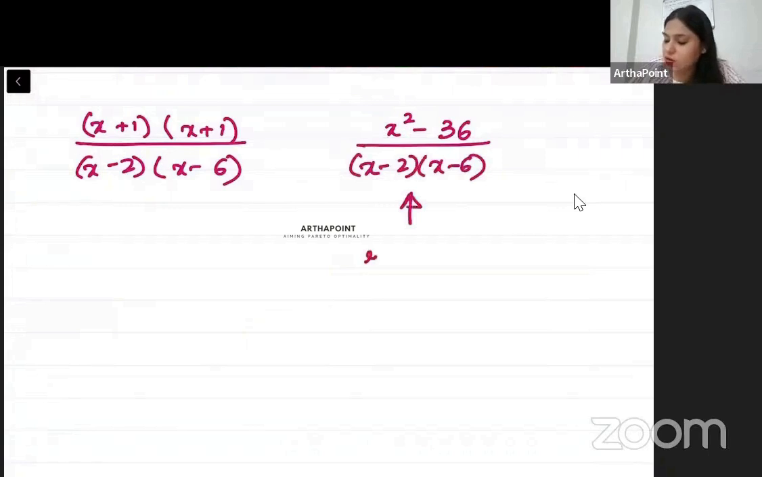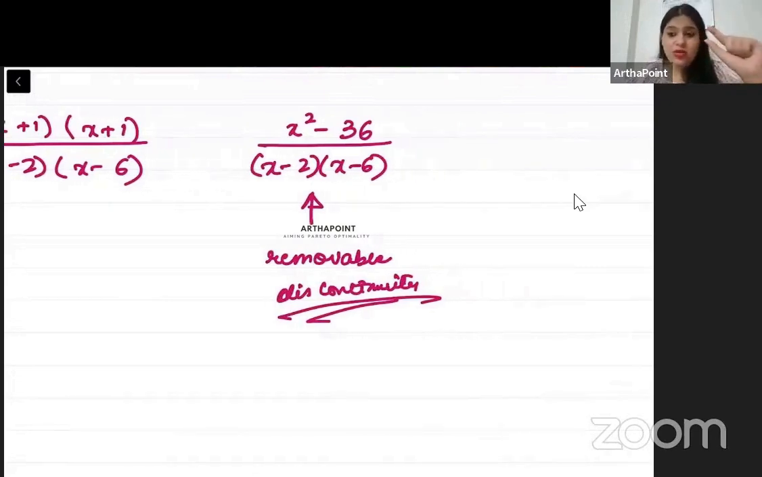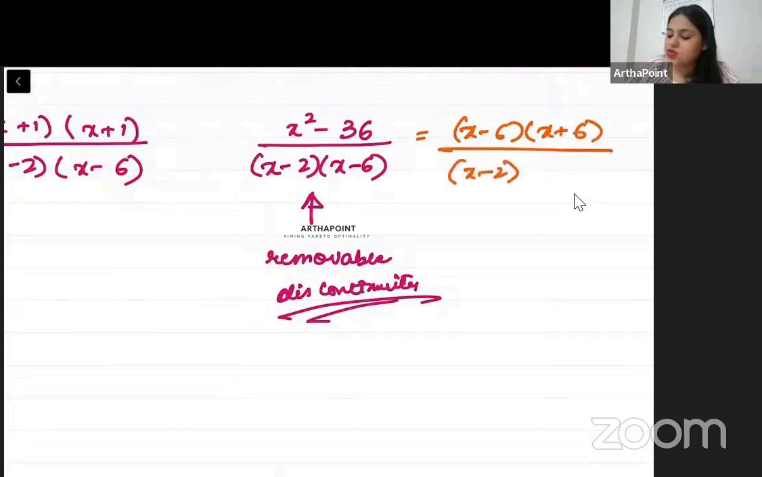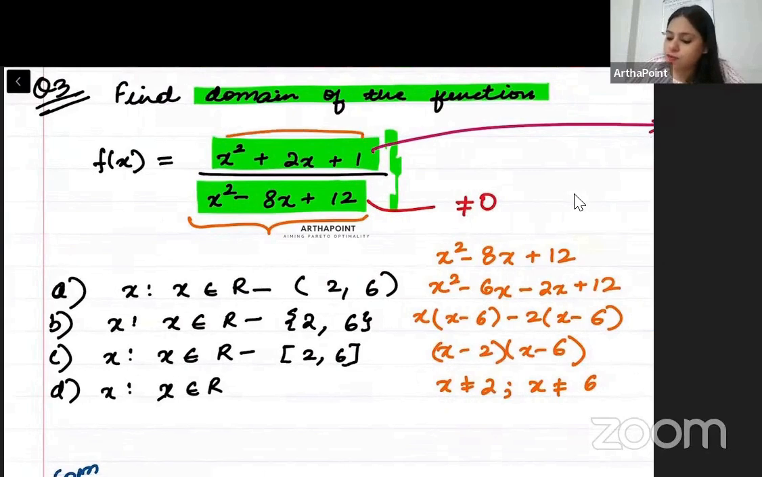Then this is a case of something which you will later see, which we call removable discontinuity also. Which means that the numerator and denominator at some point have one factor that cancels out each other. Like here, I can rewrite this as x minus 6, x plus 6, over x minus 2, x minus 6, and this can cancel out, and this can just give me x plus 6 upon x minus 2. So it's a good idea to also factor the numerator and check what the factors of the numerator are. It wasn't required in this case.